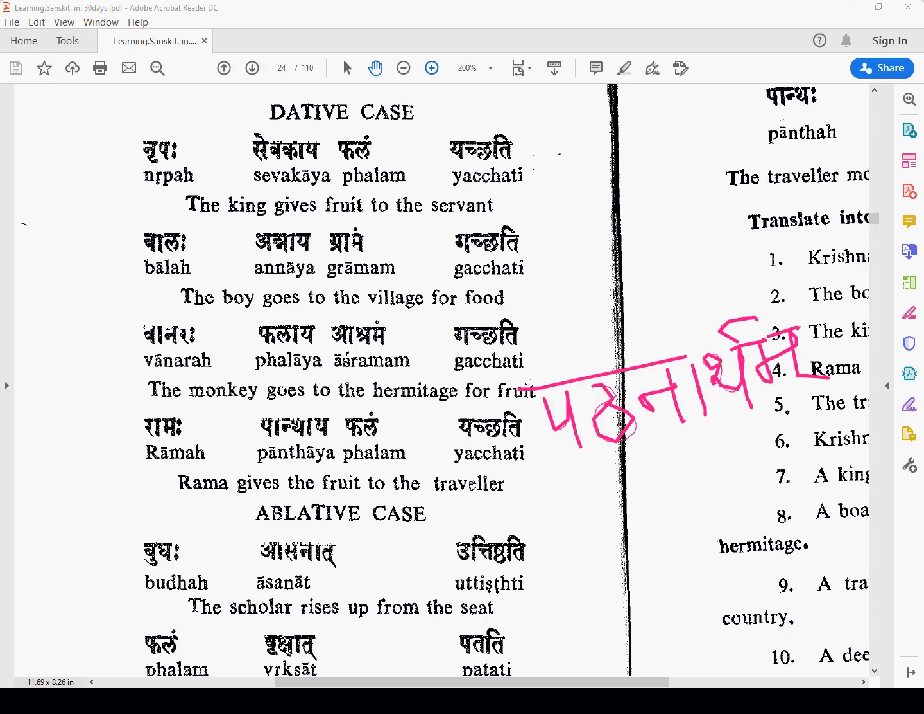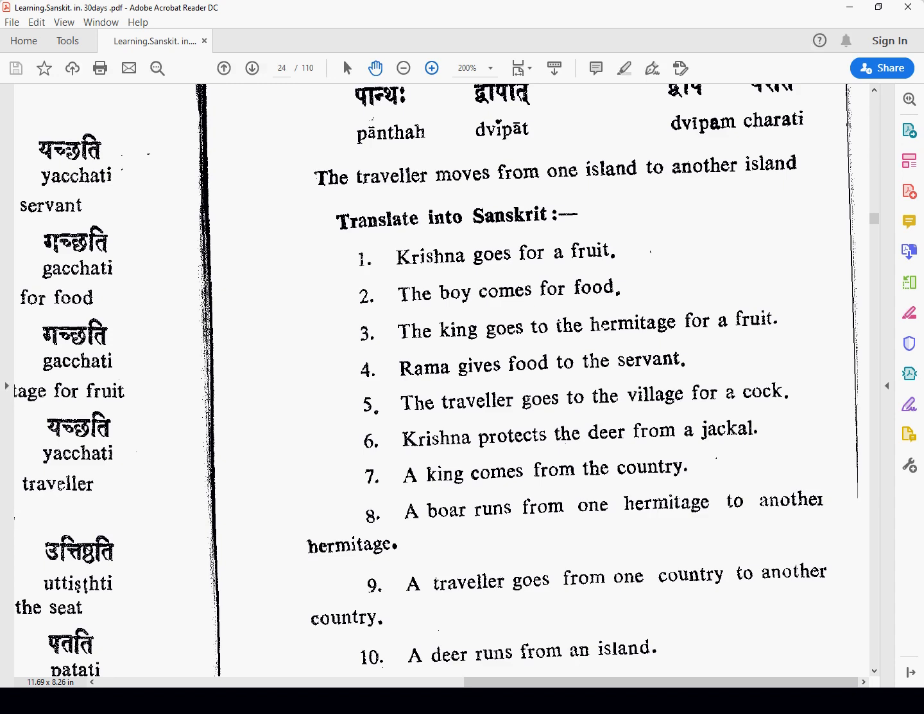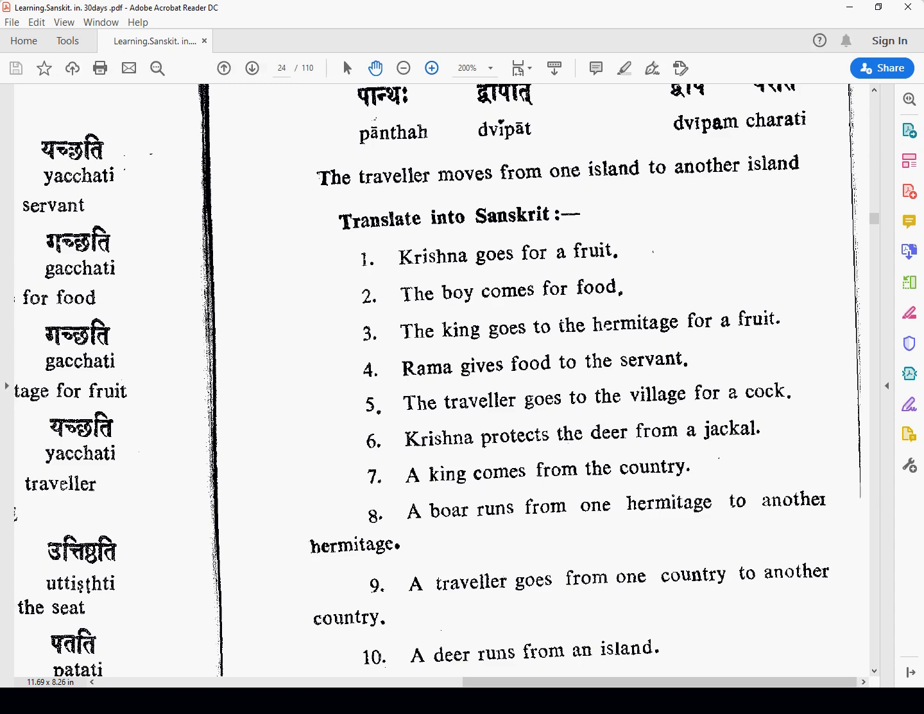Balaha Pathanartham Gramam or Shalam Gachati. So Vanaraha Ashramam Gachati. Kimartham Gachati. Phalaya Gachati. Look at the few sentences here. Let's try some sentences.